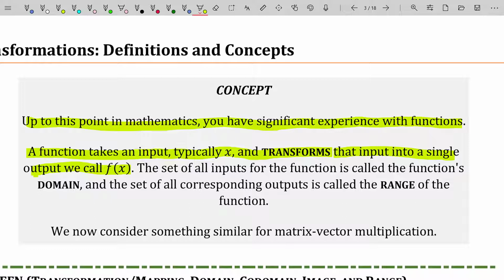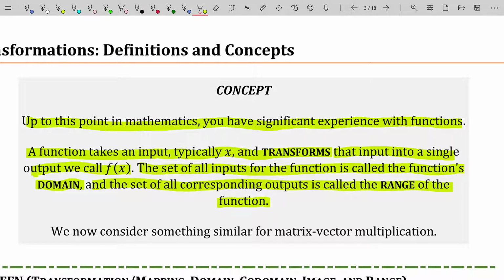Yes, there are functions that have as their input a collection of values. That is, their input is in R cubed or R squared or something like that. So it is very possible to have a function take an object or a point in Rn and transform that to a point in a different space. And again, I'm using the word transforms here on purpose. The set of all inputs for a function is typically called the function's domain. The set of all corresponding outputs is called the range of the function.